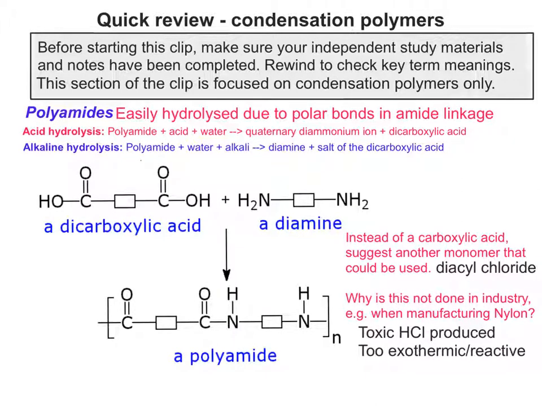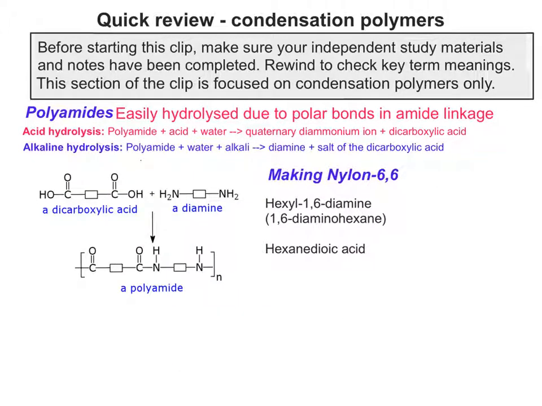So hopefully if you remember your carbonyl derivatives, you'll have a think about diacyl chloride perhaps, because we mentioned it earlier. But the problem with diacyl chlorides is the small molecule is HCl, which is toxic and has to be dealt with. And the reaction itself is actually pretty exothermic. It's very reactive too, so it's quite difficult to control. So let's have a look at making nylon, or nylon 6,6 as it's called in the industry.